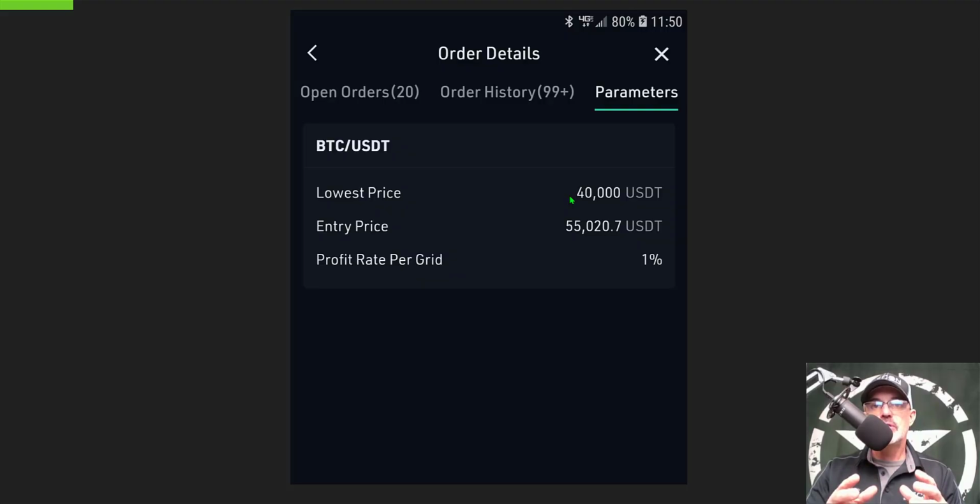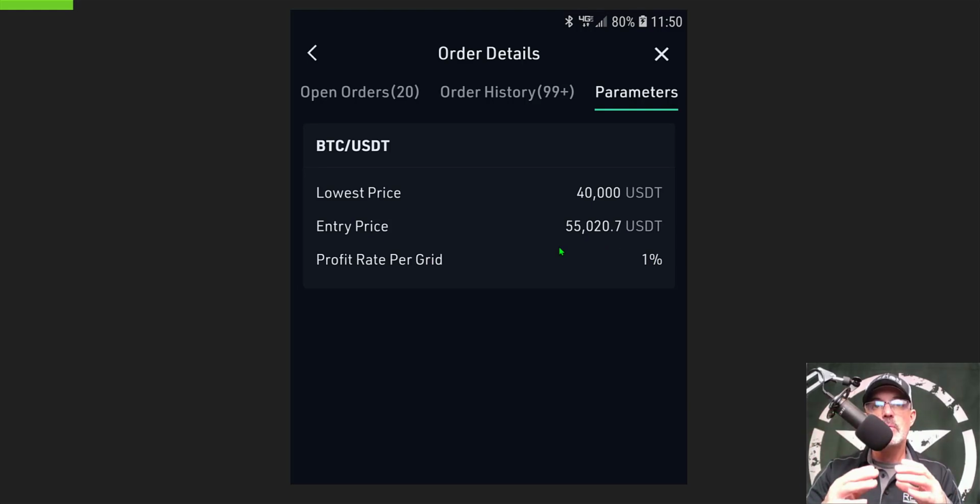Now, before we get too far into the weeds into the actual numbers for the profit or loss, I want to point out the parameters for the bot when I actually deployed it. For starters, the lowest price I had this bot operating down to would have been 40,000 USDT. My entry price when I deployed the bot was 55,000 and change. And then my profit per grid was 1%. So that was the spacing between each grid.